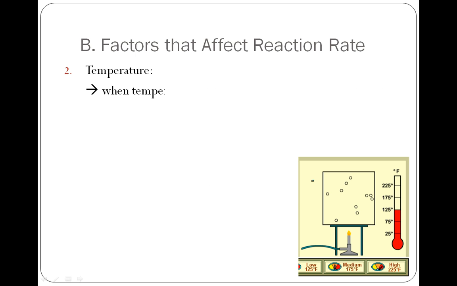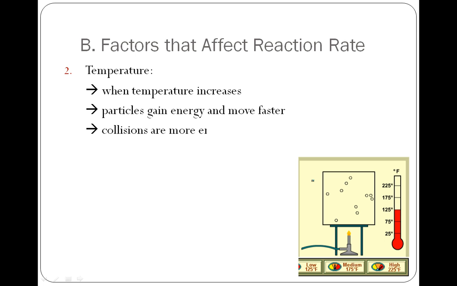Factor number 2, temperature. When the temperature increases, the particles are going to gain energy, they're moving faster, and so those collisions are going to happen with more energy. Meaning more collisions are going to be at the right energy, the activation energy, which means more collisions are effective. Therefore, we have a faster reaction.